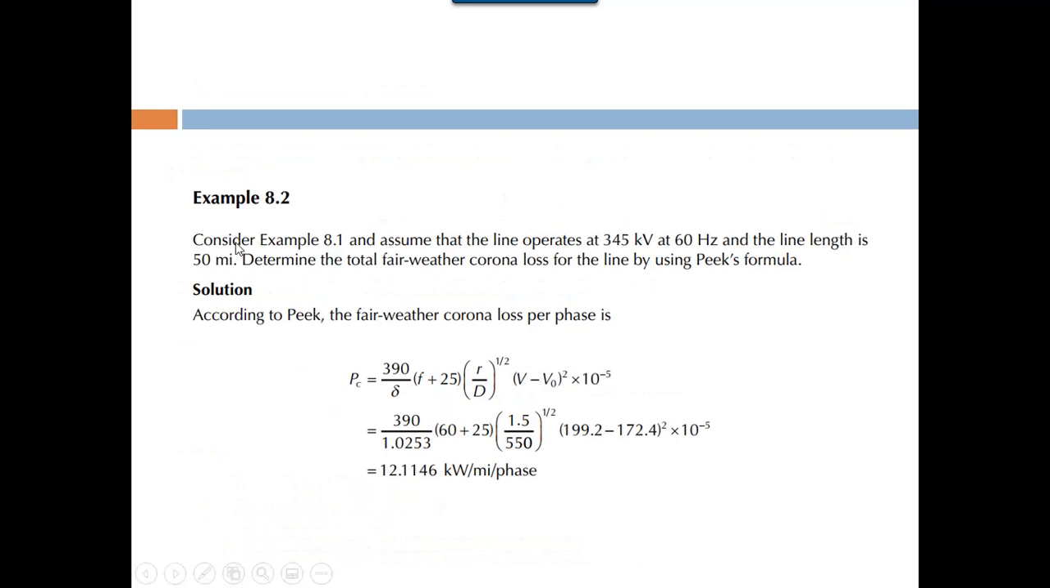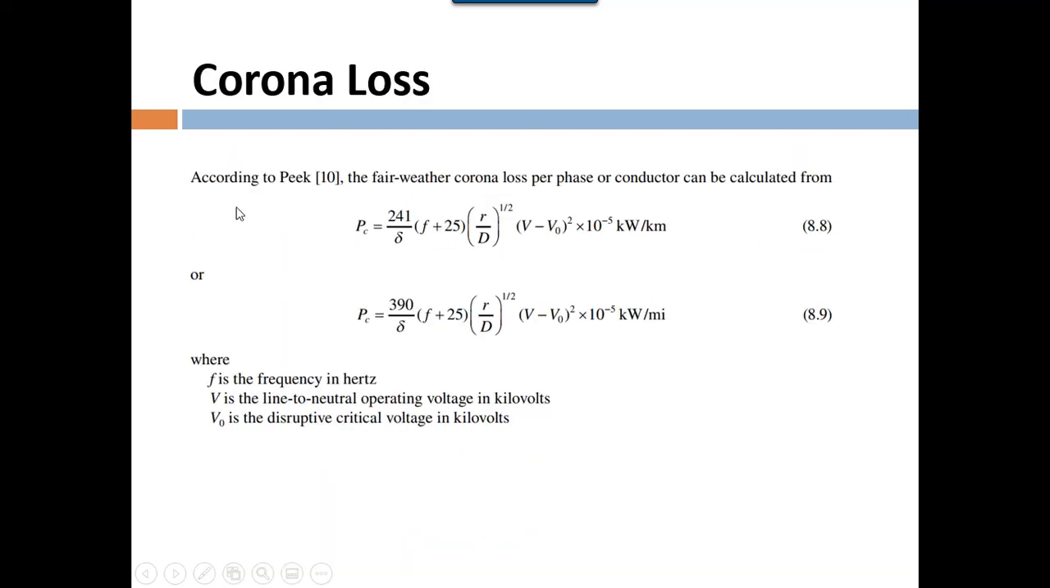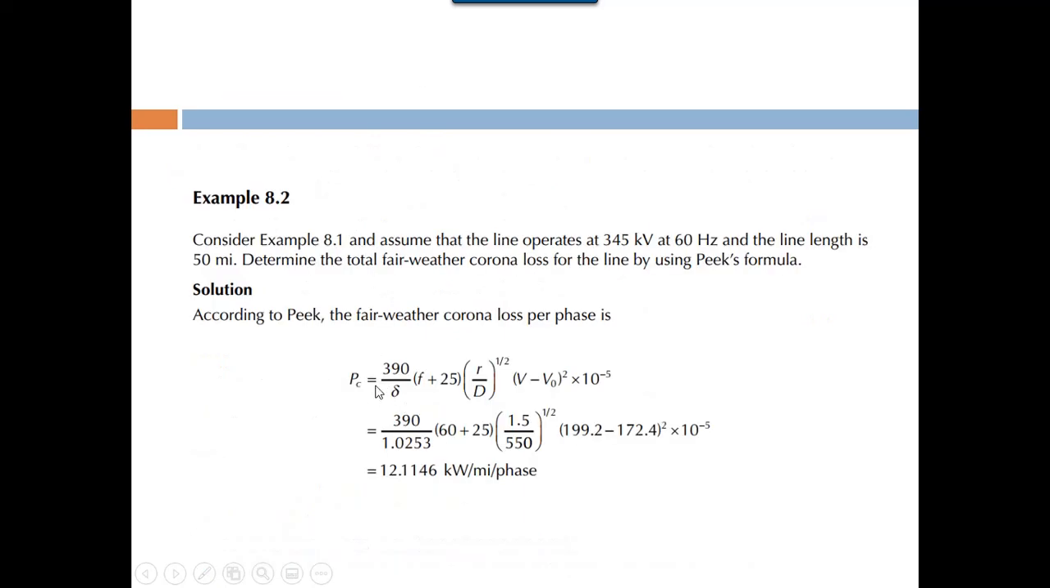So this is an example. Consider example 8.1 and assume that the line operates at 345 kilovolt and 60 hertz and the line length is 50 miles. Determine the total fair weather corona loss for the line by using the Peek formula. So this is the Peek formula, and based on this formula we can calculate the power loss.